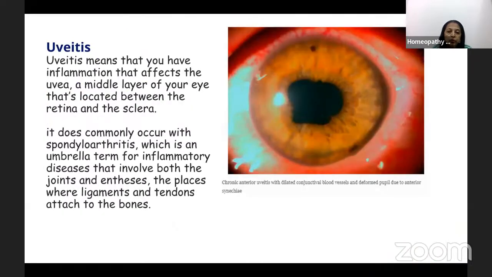Second most common is uveitis, where you will get redness of the eye, pain in the eye, and the vision is reduced. So only by a slit lamp examination we come to know that a patient has got uveitis. And whenever we get patients of uveitis, we have to do the RA factor and many other investigations to rule out rheumatic diseases.